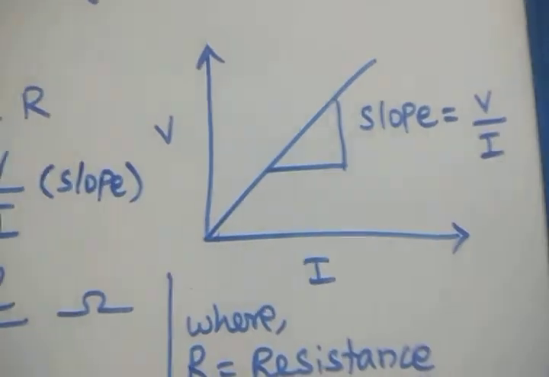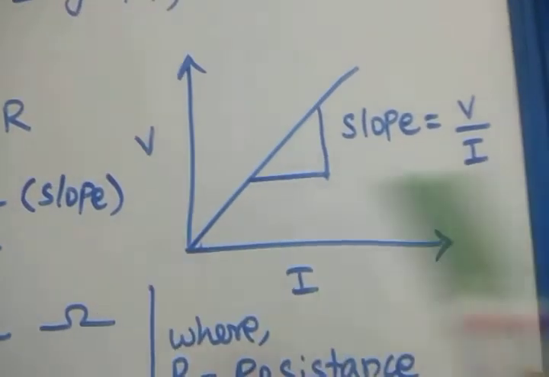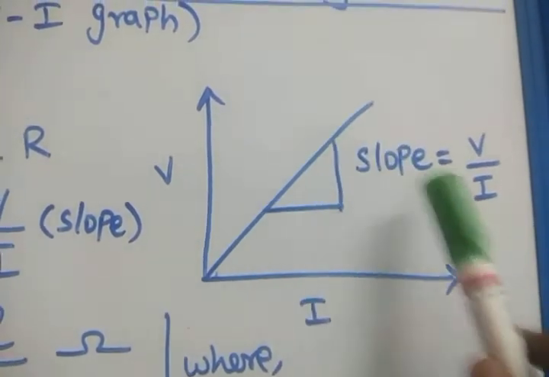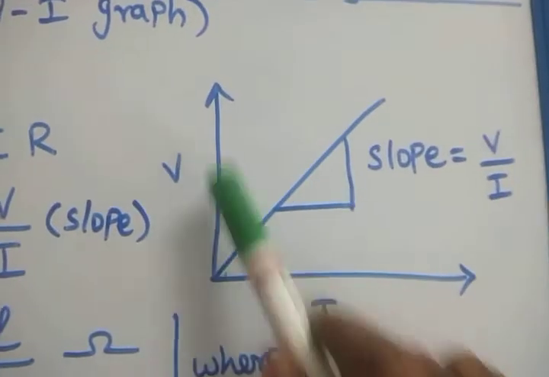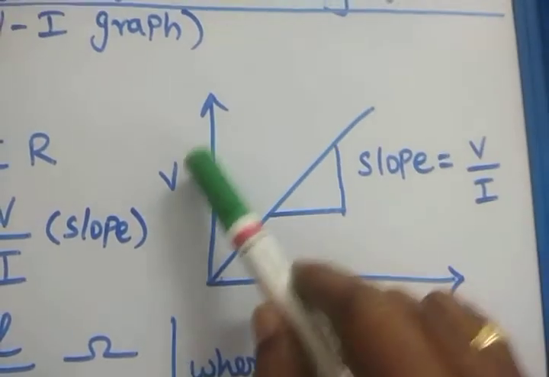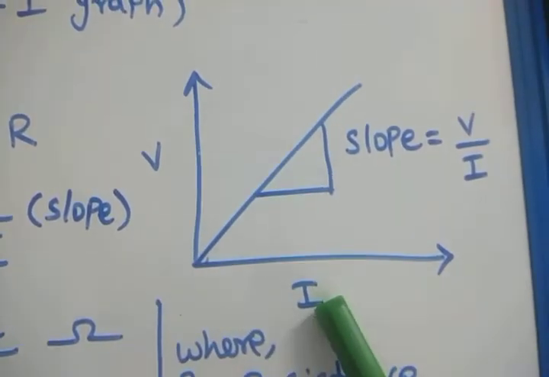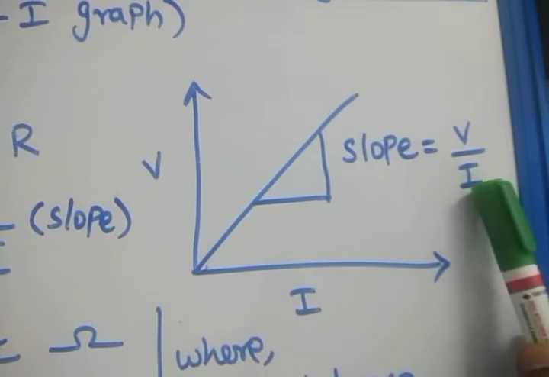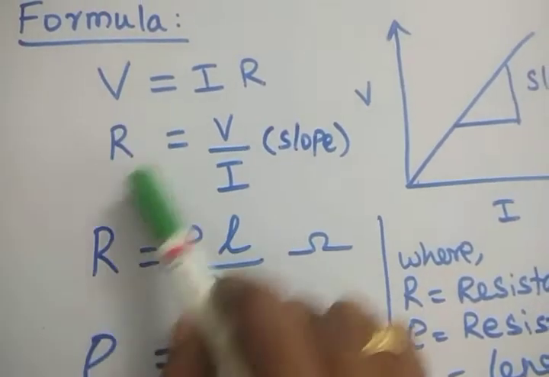In the graph, we are determining the slope. The slope of this graph is equal to V by I, that is Y by X. The Y axis is voltage and the X axis is the current. So this slope is equal to the resistance of the wire.